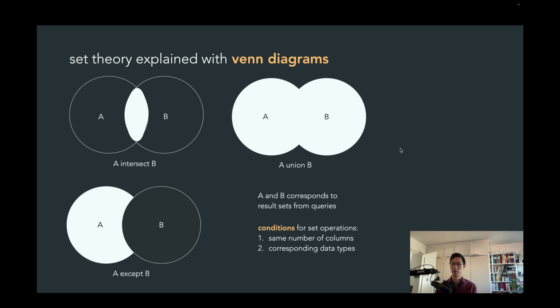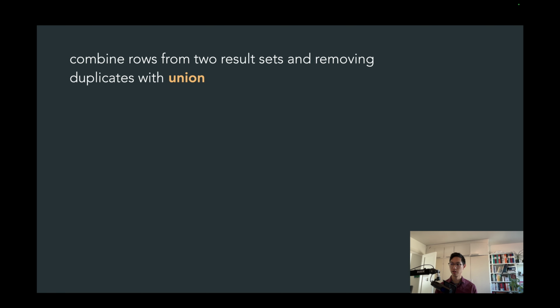So let's combine rows from 2 result sets and remove duplicates. Then we use union for that, right? So here we have select star from synthetic.sales.jan, union select star from synthetic.sales.feb. So we see we have 2 queries that we combine. We have 2 select statements that we are combining, and we see that we select star from both of them.